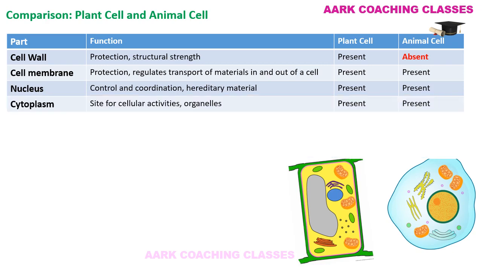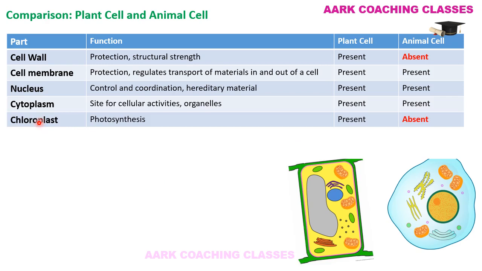Then there is cytoplasm. This yellow part in the plant cell is nothing but cytoplasm. And this bluish part in animal cells is nothing but cytoplasm. So this is the site for various cellular activities and a variety of organelles are suspended in the cytoplasm, right? So it is present in both plant cells and animal cells.